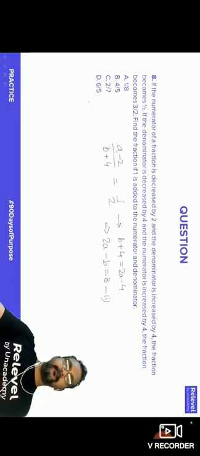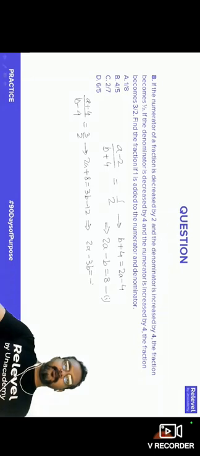Second, the denominator is decreased by 4 and the numerator is increased by 4. So in numerator plus 4, denominator minus 4, the result is 3 by 2. So we get 2a plus 8 equal to 3b minus 12. So that gives us 2a minus 3b is equal to minus 20. Or in other words, we can do minus 2a plus 3b is plus 20.